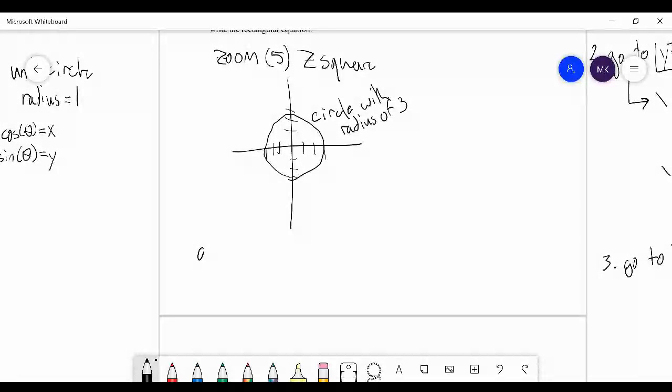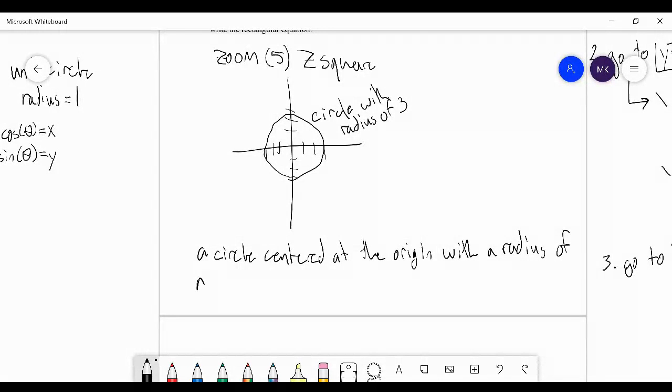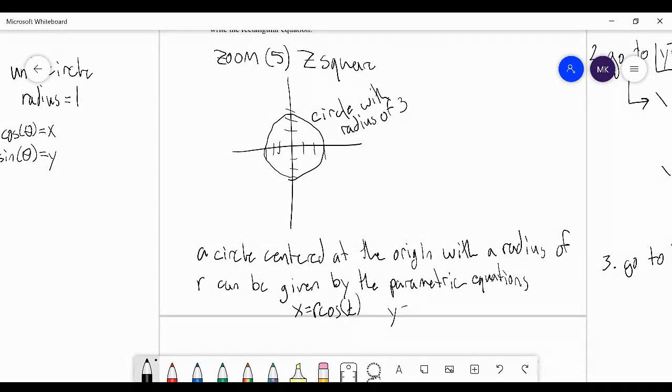So we can say that a circle centered at the origin with a radius of r can be given by the parametric equations x equals r cosine t, y equals r sine t, 0 less than or equal to t less than or equal to 2 pi. Okay. And that is a really cool, easy thing to do.